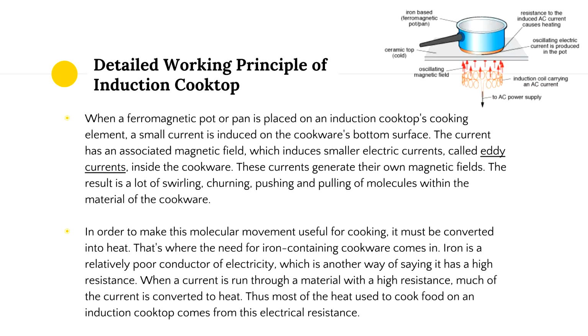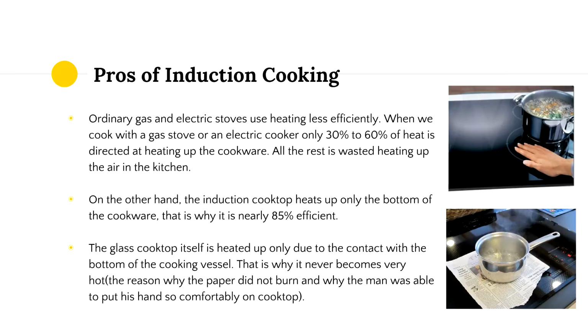The result is a lot of swirling, churning, pushing and pulling of molecules within the material of the cookware. In order to make this movement useful for cooking, it must be converted into heat, and that happens through the resistance of the ferromagnetic material. When a current is run through a material with a high resistance, much of its current is converted into heat. Thus, most of the heat used to cook food on an induction cooktop comes from the electrical resistance of the cookware. So, this is a very intelligent way of cooking stuff, but it has its own pros and cons.